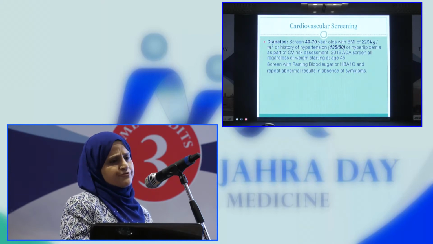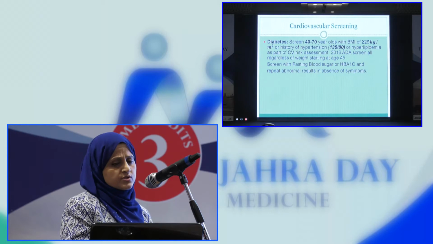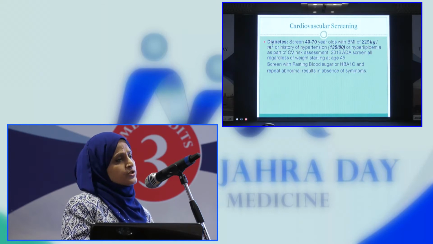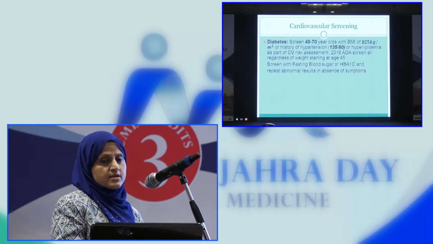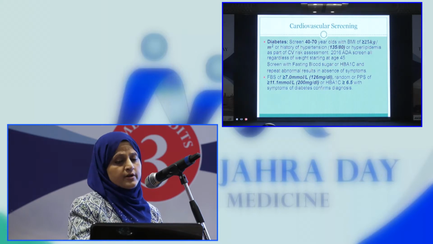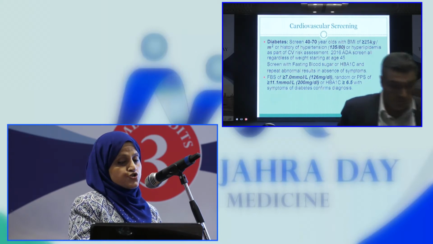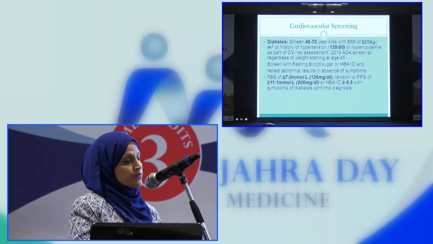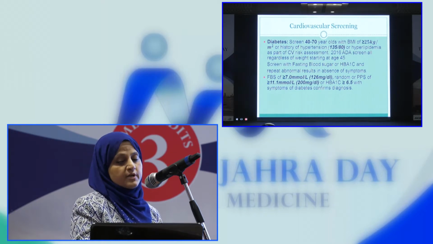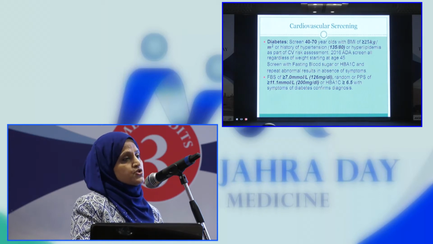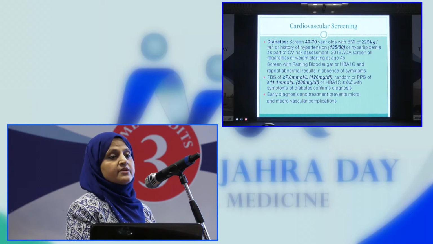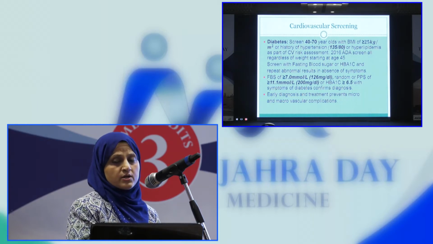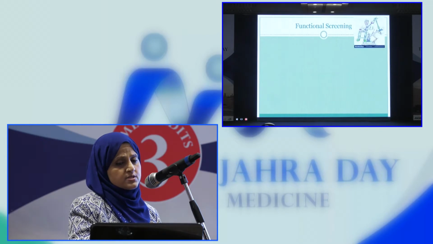Diabetes screening is not much different from the younger population. It's the same rules that apply. Anybody with a BMI of more than 25 or history of hypertension or dyslipidemia should be screened for diabetes with a fasting blood sugar or an HbA1c. Even a random blood sugar of 200, or 11.1, would confirm diabetes. If there are no symptoms, one needs to repeat the test. If there are symptoms and any of these are positive, it confirms the diagnosis. And then early diagnosis and treatment prevents, as we know, micro and macrovascular complications from diabetes.